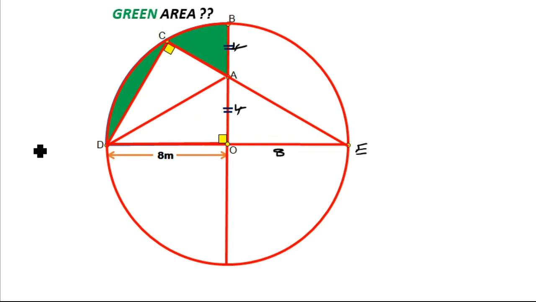Since DE is the diameter, DA is of equal length with EA, meaning this length is the same as that length, because the angle at O is 90 degrees and OD and OE are of the same length. Meaning the line AO is a perpendicular bisector of the line from point A.